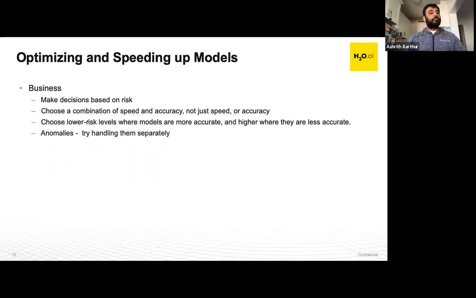Anomalies, try handling them separately. One model fits all is not a good equation. Anomalies can be handled as a separate model as well. You can segment the data set and then handle anomalies as well, which makes it easy.